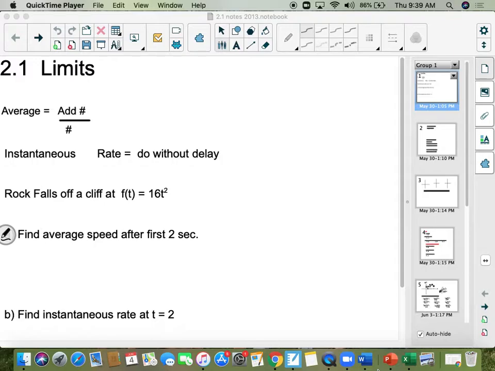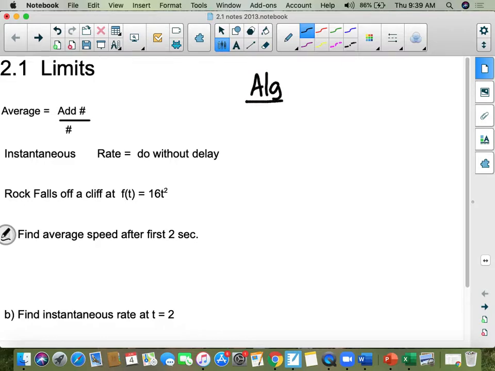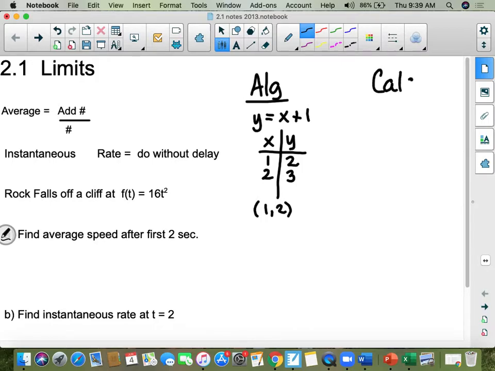I think before I start, I just want to talk about something I already talked about in chapter 1. But in algebra, you had y equals x plus 1. And when you made your chart, when x is 1, y is 2, when x is 2, y is 3. And the way we labeled our ordered pair was 1, 2. So that is algebra.